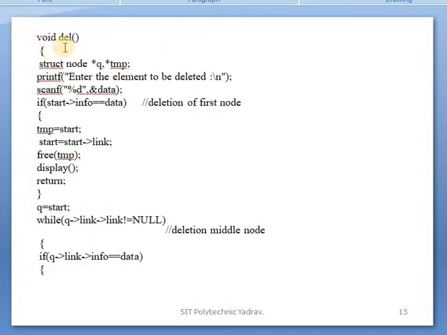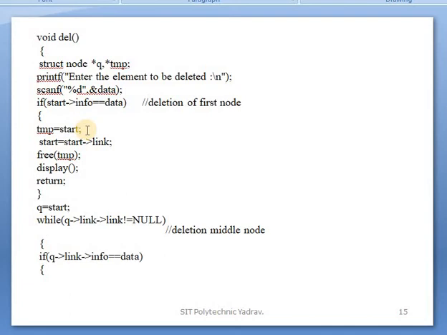Delete. When we delete any element, these are the structure variable and pointer declarations. The element to be deleted is entered, and this code checks for the deletion of the first node. The element entered by the user is checked against the first element, start of info equal to it. Then obviously that element is the first element and it is deleted. The deletion concept is used here.